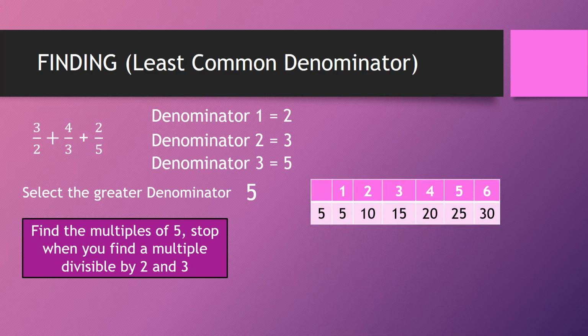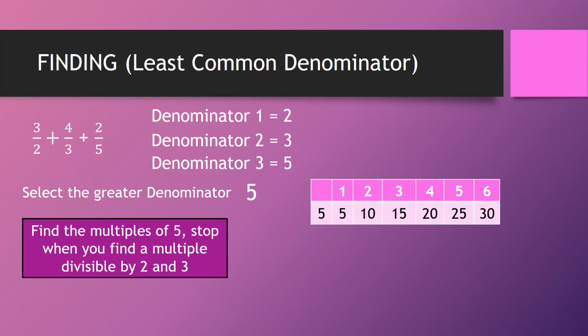For example, in our case, the first multiple is 5. 5 is not divisible by 3. 5 is not divisible by 2. Then, in this case, 5 is not the least common denominator. Another multiple of 5 is 10. 10 is divisible by 2, but 10 is not divisible by 3. Then 10 cannot be the least common denominator.